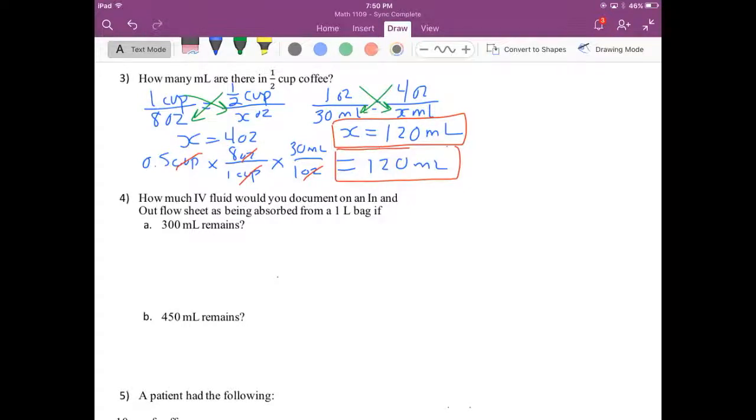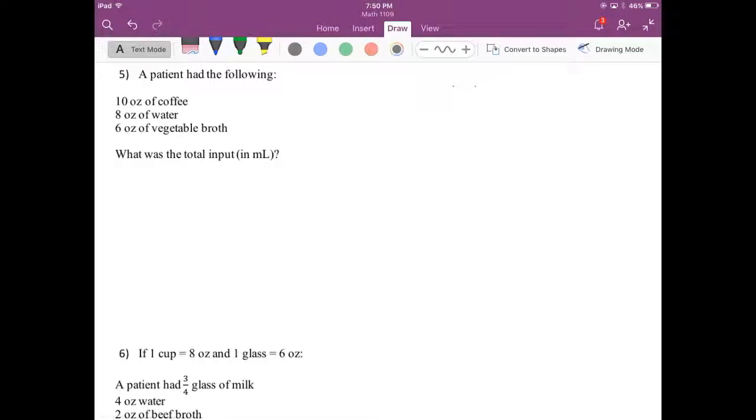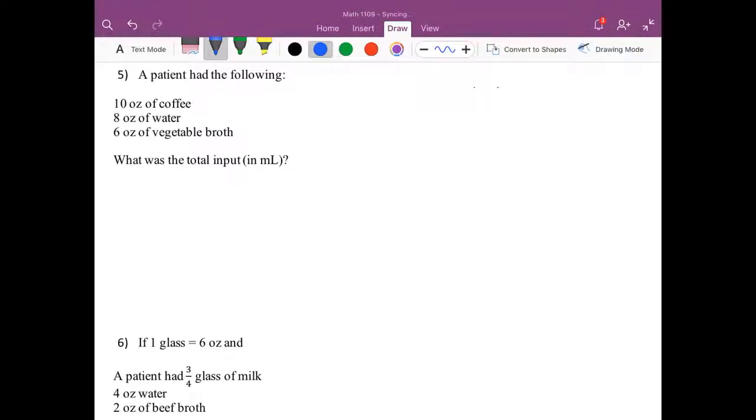Okay, so let's go to another question. Let's scroll down to number 5. Okay, so a patient had the following: 10 ounces of coffee, 8 ounces of water, 6 ounces of vegetable broth, and it wants to know the total input in milliliters. So the word total is giving me a good indication that I need to add here. So I'm going to add 10 plus 8 plus 6, which gives me 24 ounces.